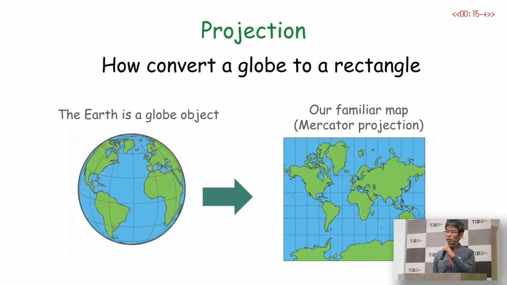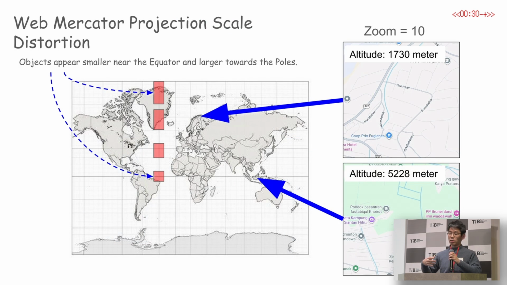The problem was the projection. We are living on the Earth, and the Earth is a globe, so we are using a globe projection. However, the rectangle in Google Maps uses the Mercator projection. Mercator is a good way of viewing the map easily, and near the equator it is very accurate. However, near the North Pole or South Pole, it's bigger than the actual size. So that's the problem: even at zoom level 10, the altitude is different.